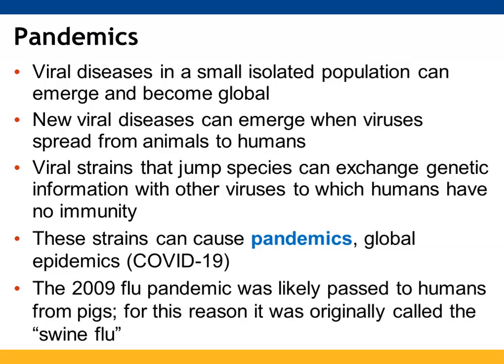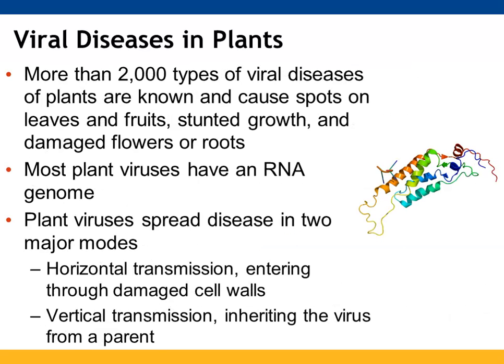Viral diseases can emerge when they basically jump between animals and humans. When they jump species, they can exchange that genetic information, and that's going to cause new combinations of proteins to be formed that our systems don't recognize and we don't have immunity to, hence COVID-19. The swine flu, as I said, was initially thought to have been passed to humans from pigs, so it had some of that swine DNA embedded along with the regular virus, the regular influenza.